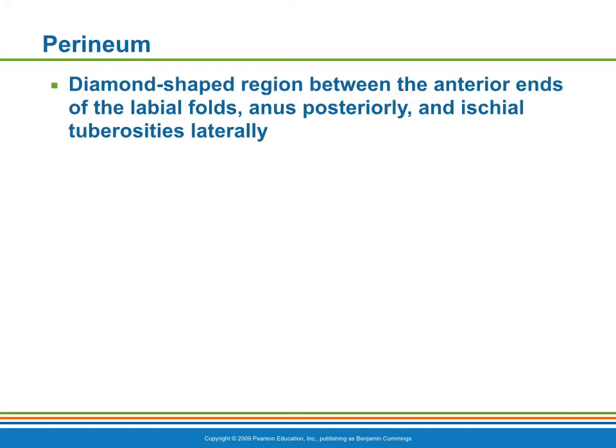You have the perineum. This is the diamond-shaped region between the anterior ends of the labial folds, the anus posteriorly, and the ischial tuberosities laterally.